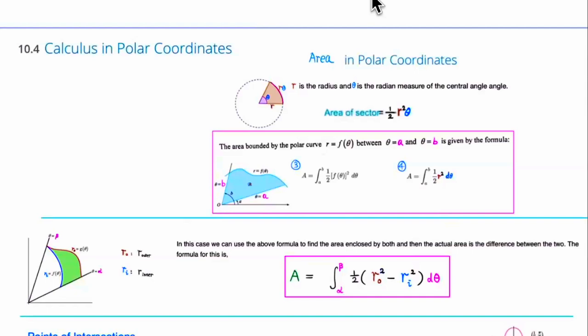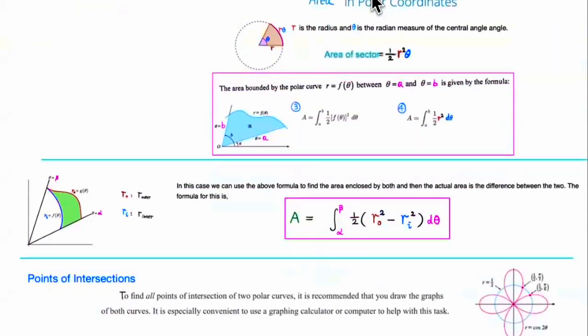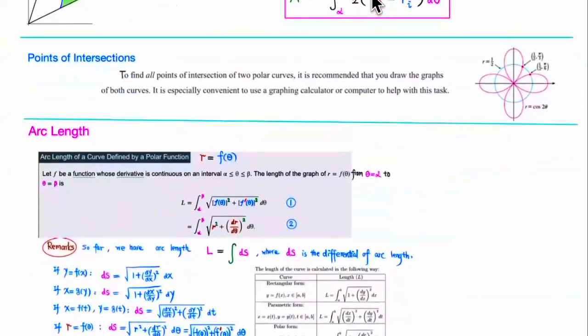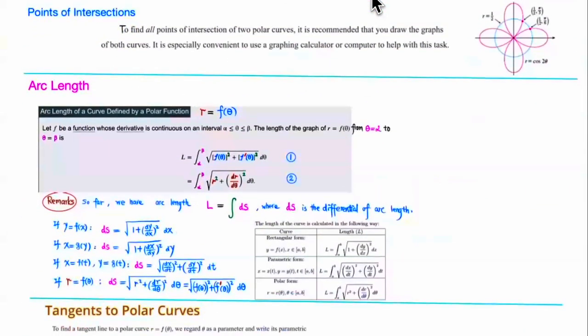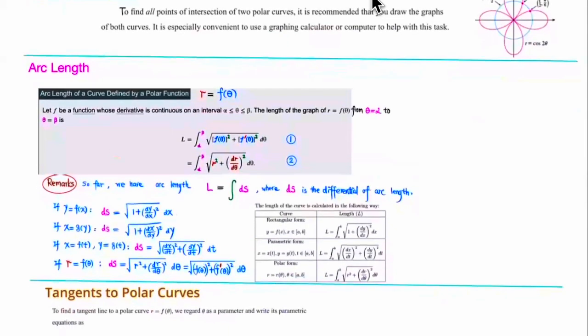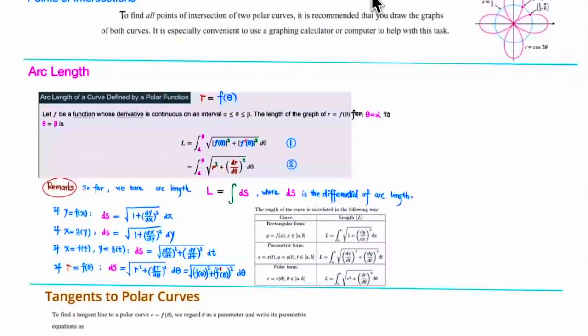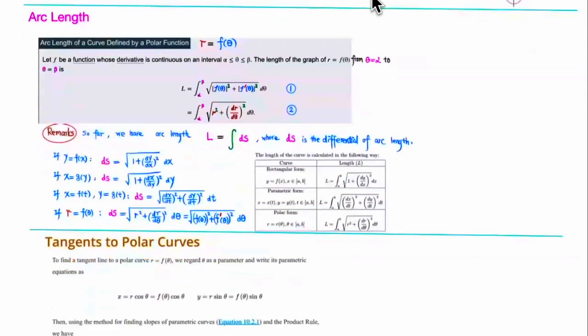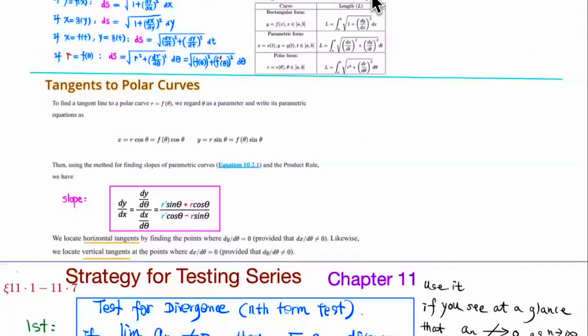So you use it again later in Calc 3. And then the area between these two will be this formula right here. For the corner intersection, you can solve it, and a lot of times you use some graphing device or calculator. And here for the arc length, the ds, if you use a polar curve, then the ds can be expressed this way. This one you're not responsible to remember, but it's good to know. And then we talk about tangent to a polar curve.